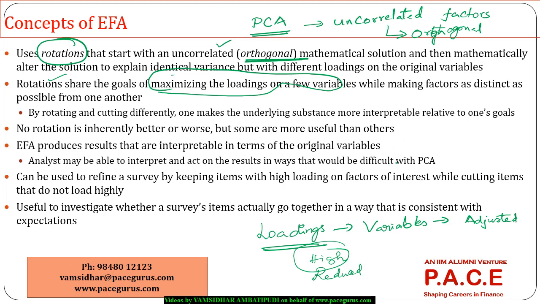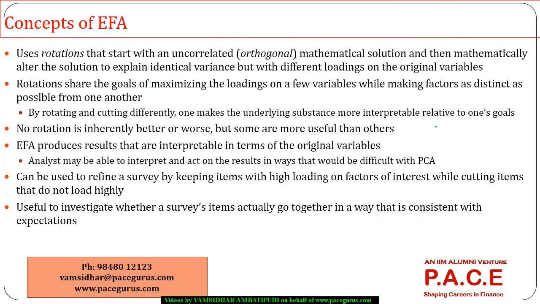So there is some level of work happening where the loadings on a few factors by a few variables are being maximized, but at the same time the correlation of zero is also maintained. So there are two objectives here. In a PCA, the major objective is to make all the correlations zero.